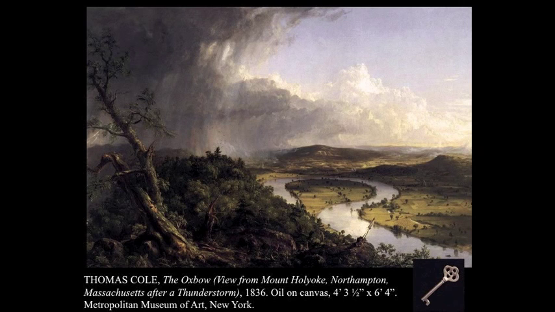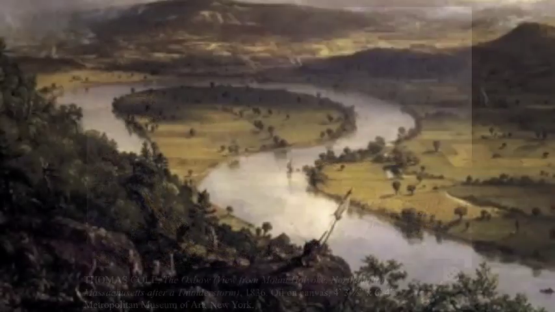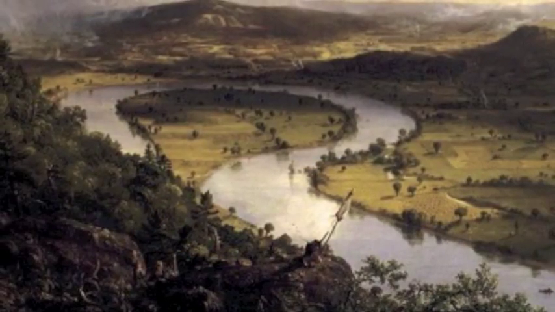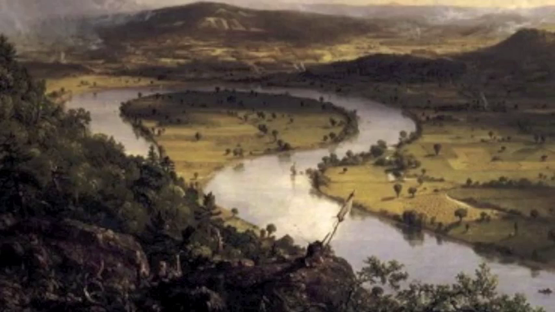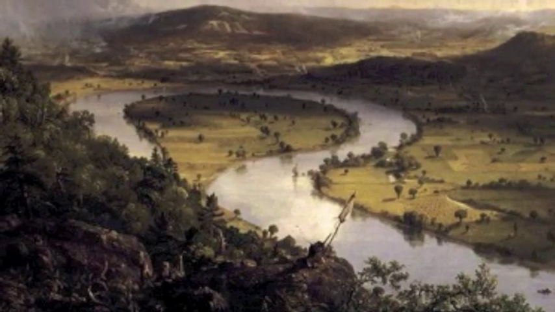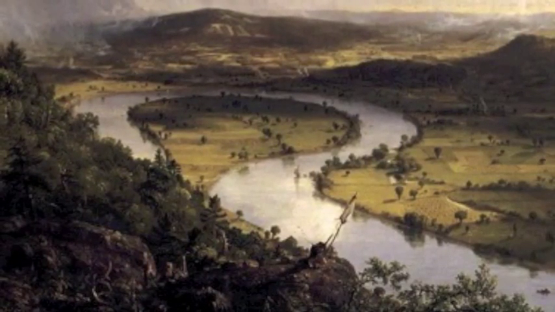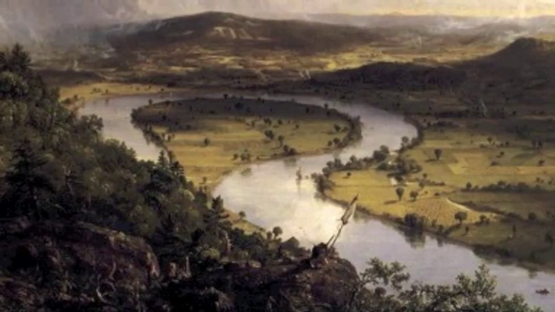So the next painter that we're looking at here is Thomas Cole, and this is probably his best known painting, called the Oxbow, or also known as The View from Mount Holyoke, Northampton, Massachusetts, after a thunderstorm. Cole is really kind of one of the central figures of early American painting, and certainly American landscape painting. He's considered to be the father of the Hudson River School of painting.